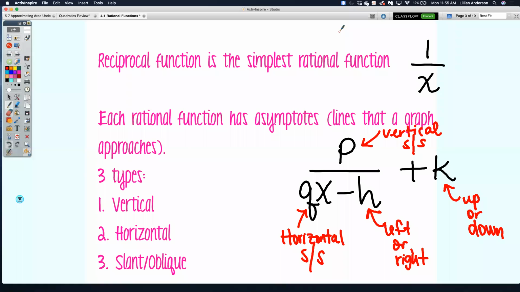Now, each rational function has different types of asymptotes. These are lines that the graph will approach. They are vertical asymptotes, horizontal asymptotes, or slant or oblique asymptotes. Okay?